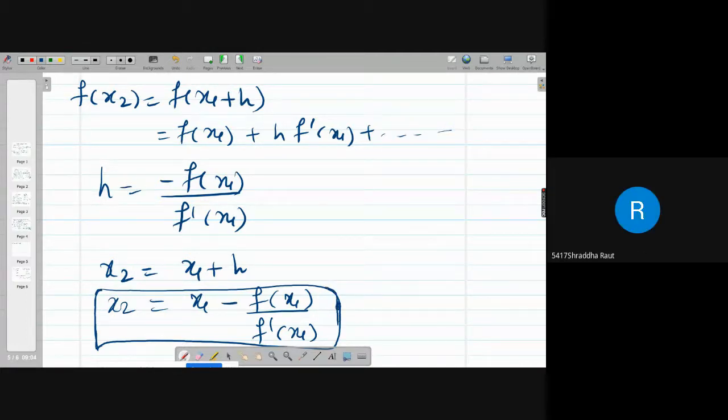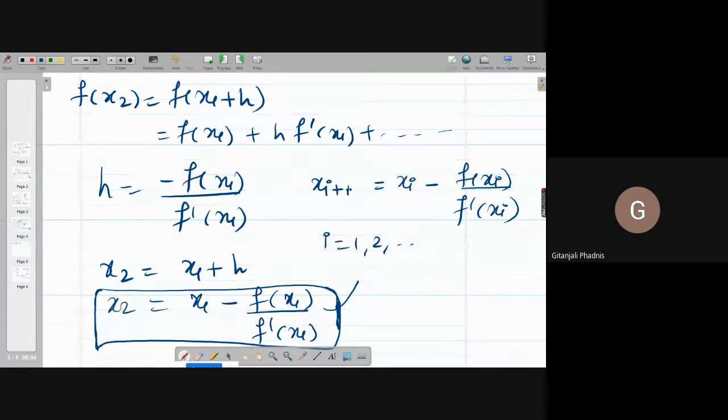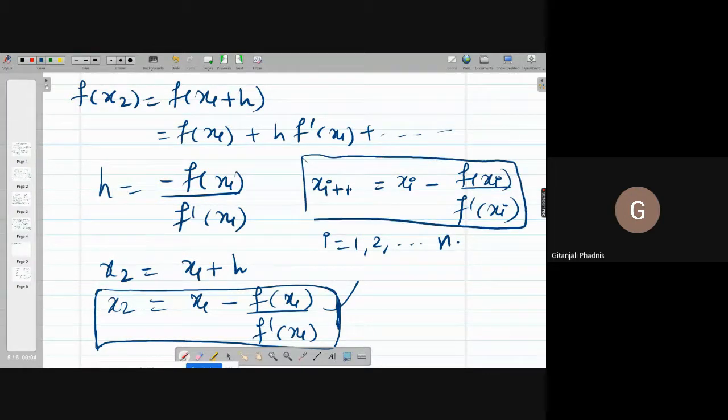Yes. So we can continue this process and we can write this formula iteratively as x(i plus 1) is equal to xi minus f(xi) upon f dash xi, and i goes from 1 up to n. आपको n approximation 2, 3, 4 जो कोई आपका number है. So this is called the Newton-Raphson iterative formula.